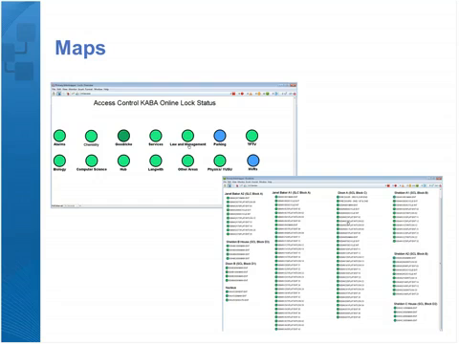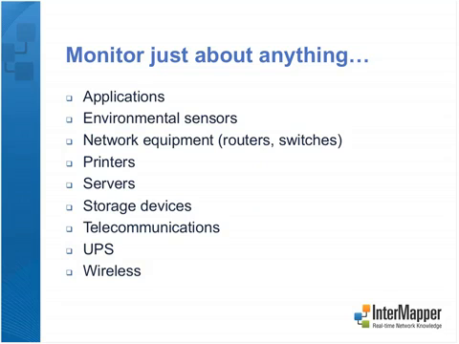This is another one of theirs that I stole. They're monitoring all of the locks on a lot of the buildings across the campus. And so they've created a map with just those lock statuses on there. And you can see most of them are all green and good. And if I drill into one of these buildings, it will take me into the actual locks on all the doors and show me the status of those as well. So you can monitor just about anything you can think of with InterMapper.